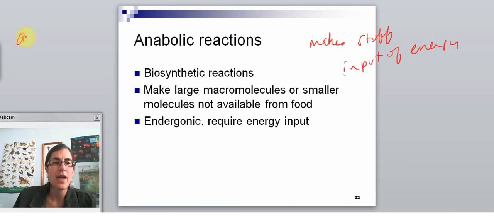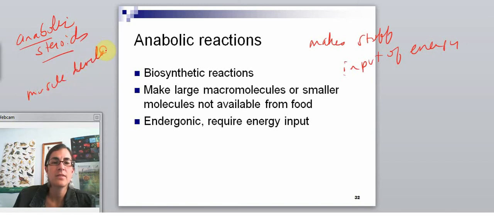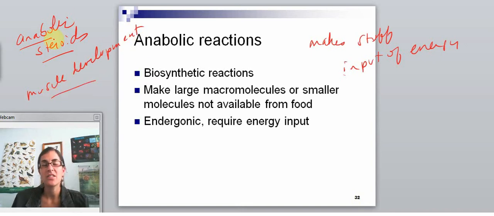This is actually where the term anabolic steroids come from, if anybody's heard that term. Anabolic steroids affect muscle development. Making muscles is an anabolic reaction, and so that's where that term comes from. So this can be making large macromolecules like proteins, and that was the example with muscle. It can also be making smaller molecules, especially things that aren't available in our diet. So if it's something that you're not getting in your diet, then your body has to make it, and that's going to be an anabolic reaction.